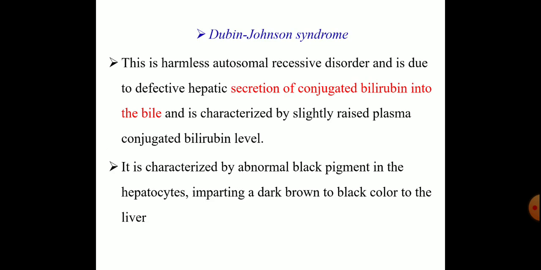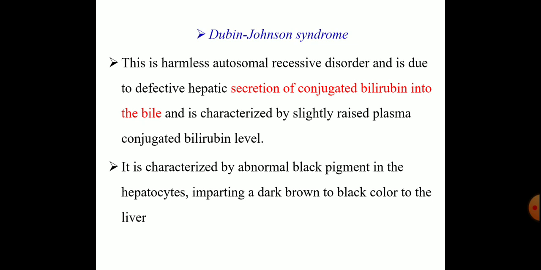Dubin-Johnson syndrome is a harmless autosomal recessive disorder due to defective hepatic secretion of conjugated bilirubin into the bile, and is characterized by slightly raised plasma conjugated bilirubin levels. It is characterized by abnormal black pigment in hepatocytes, imparting a dark brown to black color to the liver.